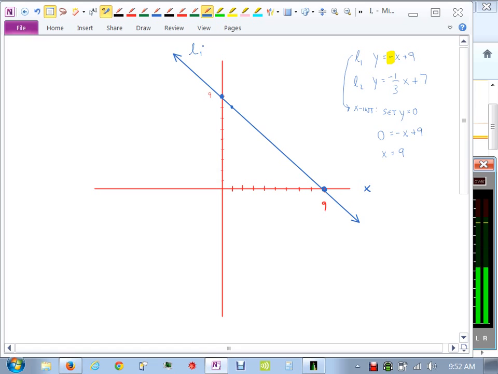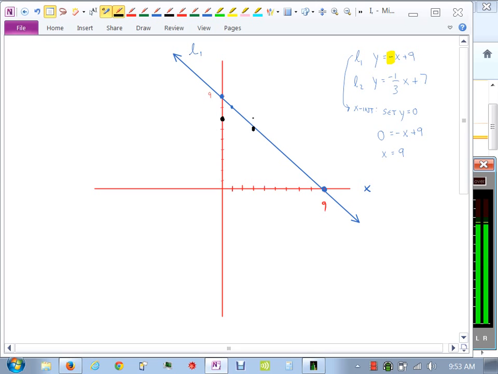And now L2. So L2 I'll do in black. And I have a y-intercept of 7. How do I get to another point? Down 1, to the right 1, 2, 3. I don't know. Maybe it hits there. I'm not sure. It's hard to tell, isn't it? It is going to hit eventually, right?